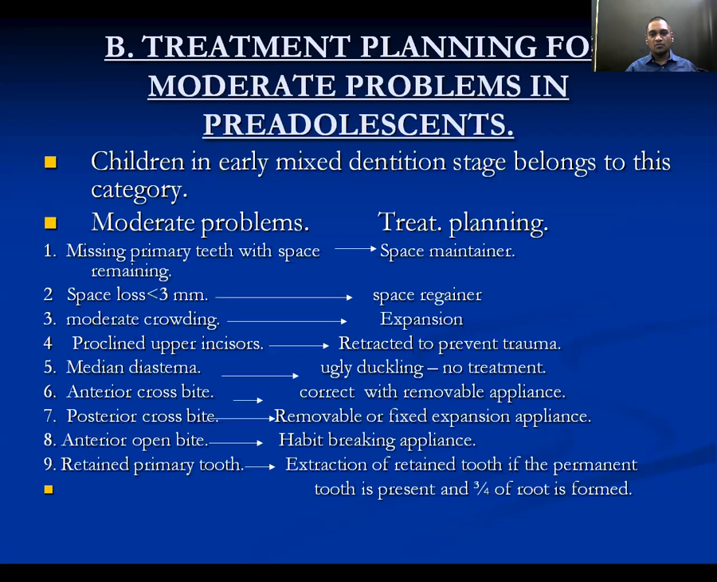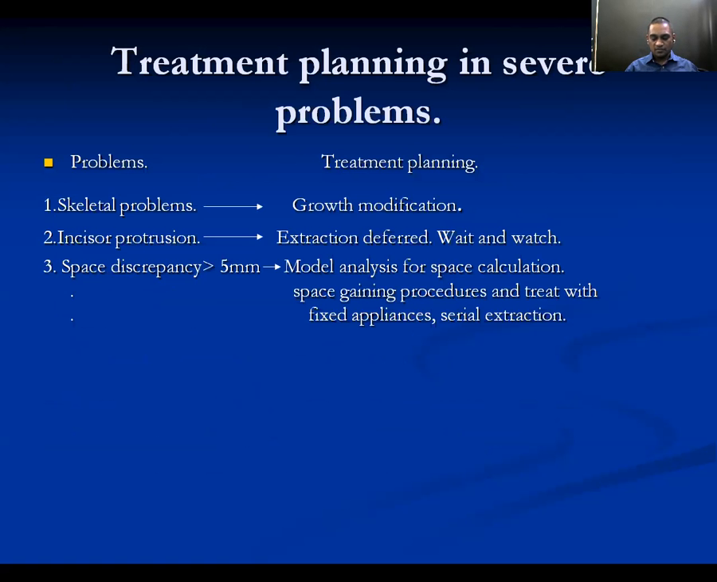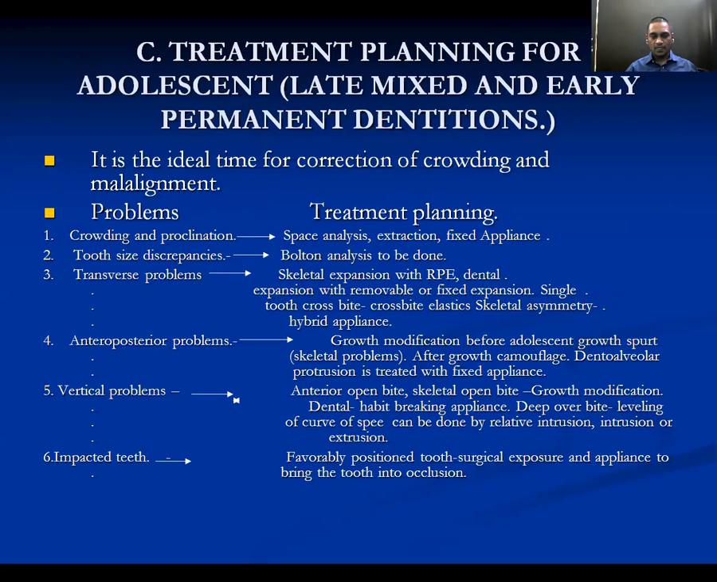So these are the different problems and their treatments. If the patient has any mild or moderate problems, they can be treated with orthodontic appliances and growth modulation. If the patient has severe problems, they can sometimes be treated with growth modification, or sometimes with the help of surgical procedures. In late mixed dentition, treatment is mostly done with extraction of teeth, growth modulation, and surgical procedures.